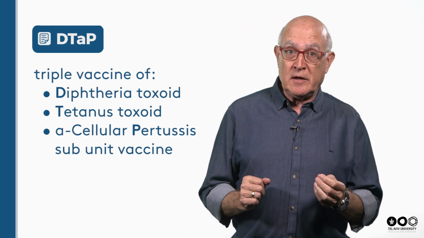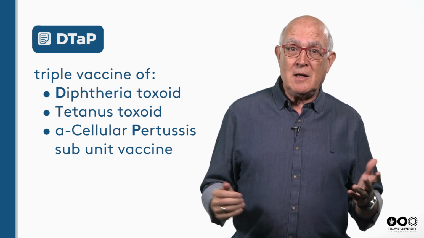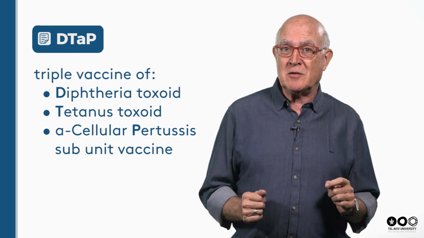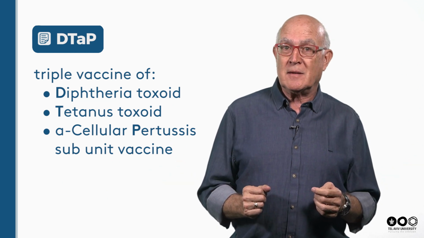So, think about it. The triple vaccine, DTaP, given to protect our kids against diphtheria, tetanus, and whooping cough, doesn't contain even one infectious agent, and no more than a handful of harmless proteins. As it turns out, subunit vaccines can be very effective for some viruses as well.